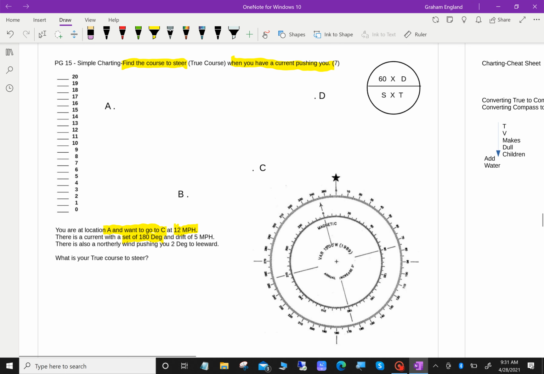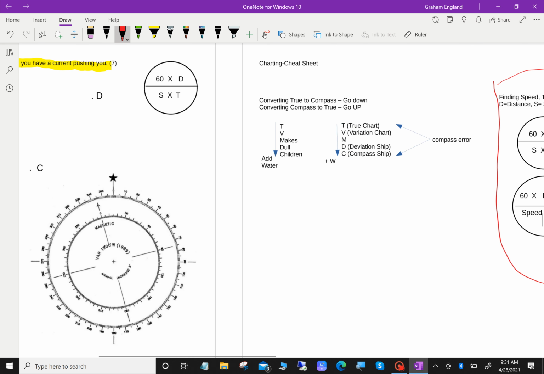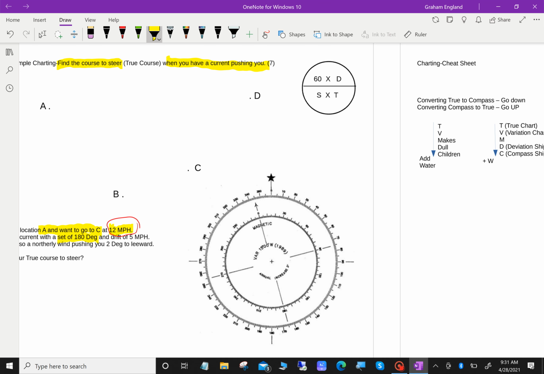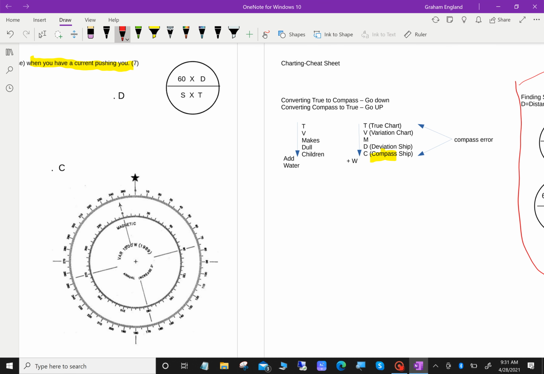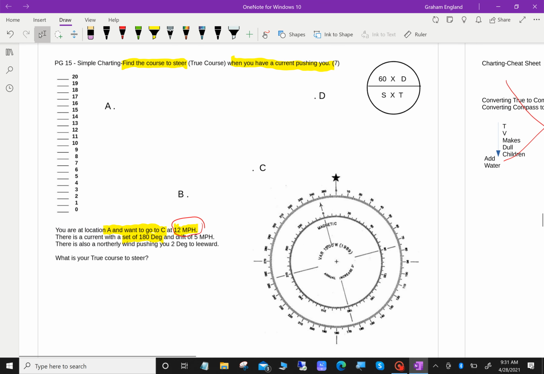So what formula do we use to find this? We have things like miles per hour, so immediately that means we need to start thinking about using our 60D street. Nowhere in the question does it use the word compass, so we don't use the compass correction formula, which takes true chart and converts it down to compass, or takes compass and converts it up to true. We don't have to do that. So we think we might be using 60D street, so we put 60D street on our worksheet, and we now look at the problem.